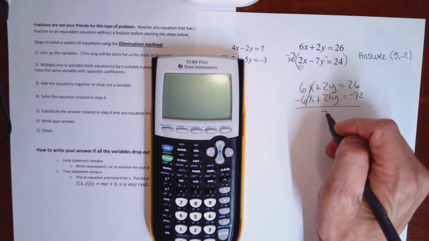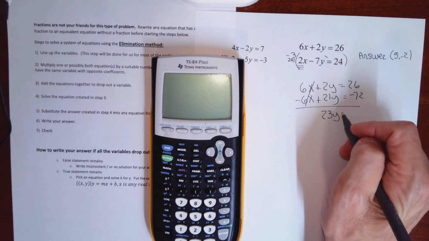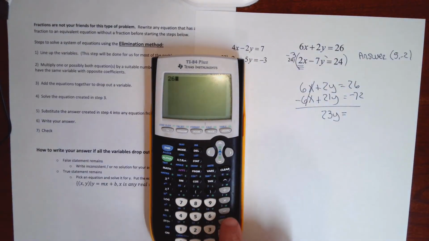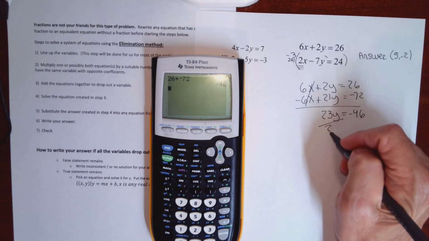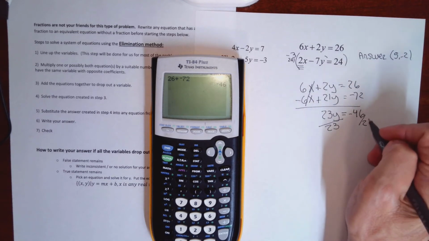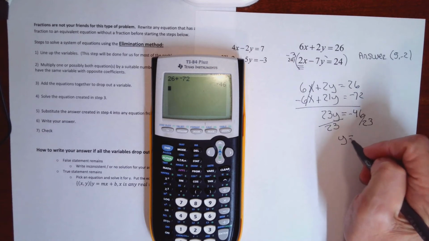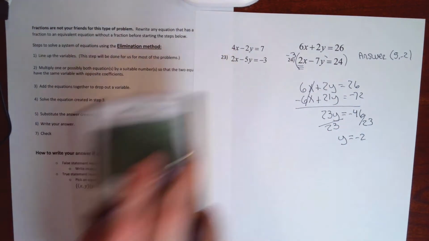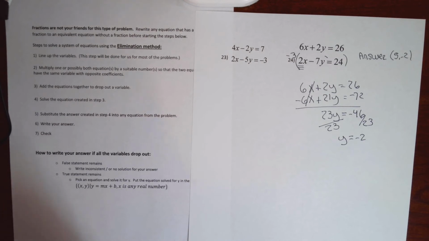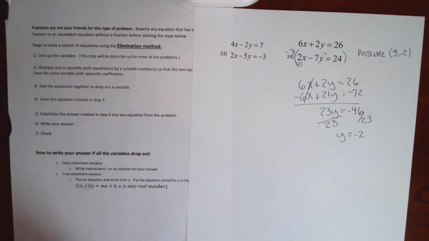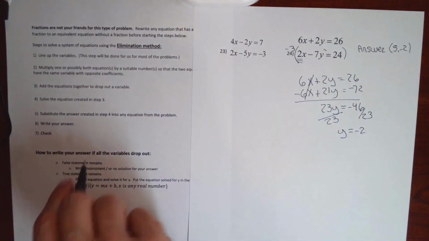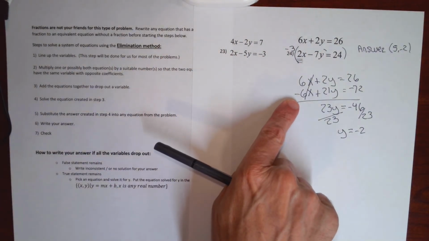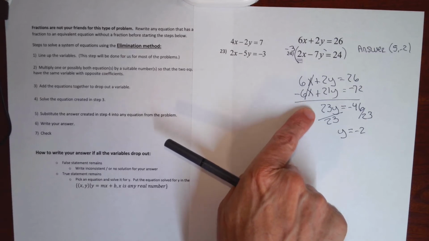I'm going to add the y's and get 23y. And then 26 plus negative 72, or 26 minus 72, is negative 46. And then divide by 23, divide by 23, gives me y equals negative 2. So this is the steps, but not showing the steps in so much detail because I think they're almost kind of clunky to try to do one step at a time. Variables are lined up. I multiplied so I could cancel out the x's, added the equations together, solved for y.